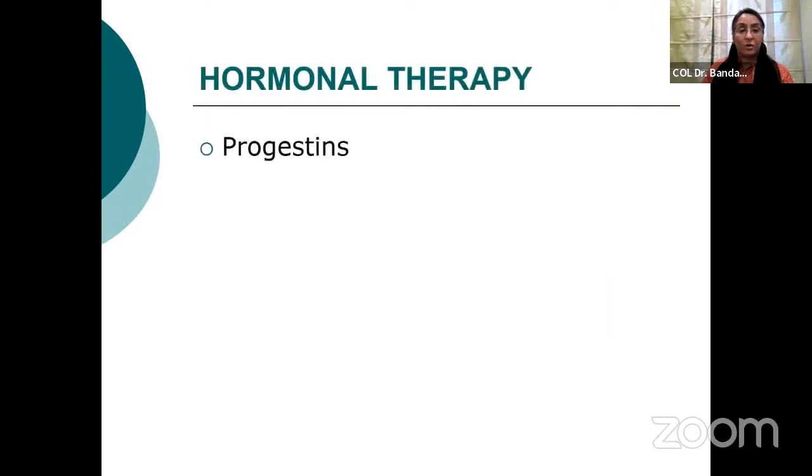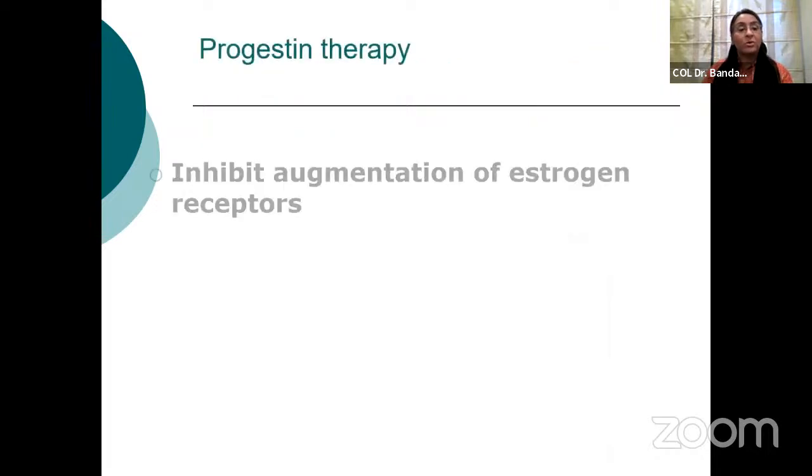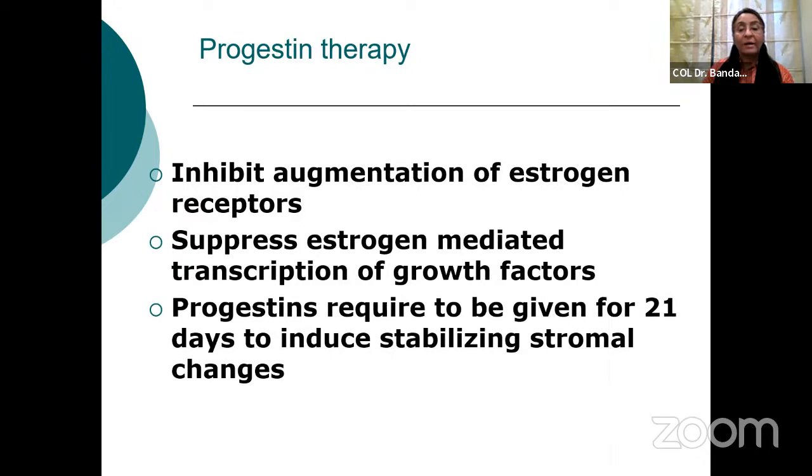Hormonal therapy continued, progesterones. Now, the progesterones are the most common way of managing an abnormal uterine bleeding. The progesterones tend to control the bleeding and they deciduralize the tissue. So what do the progesterones do? They inhibit the augmentation of estrogen receptors. They suppress the estrogen-mediated transcription of growth factors, and they are required to be given to stabilize the stromal changes. They have to be given for 21 days. It can't be just for 1 or 2 days, because the moment you stop after 1 or 2 days, the bleeding will start again. So to maintain the cyclicity, one has to give it for a certain period of time.